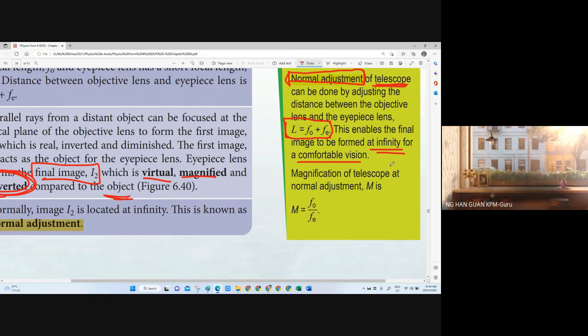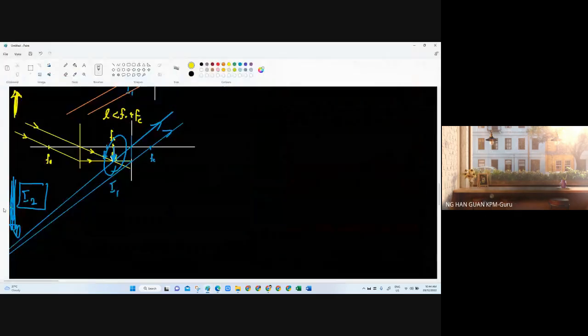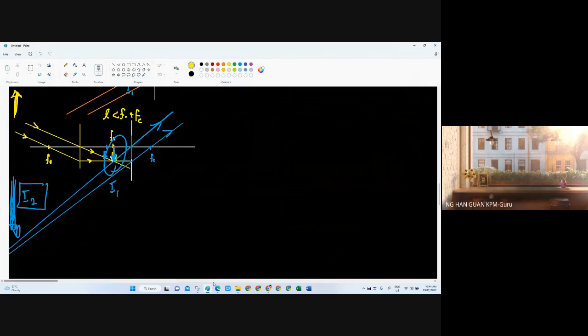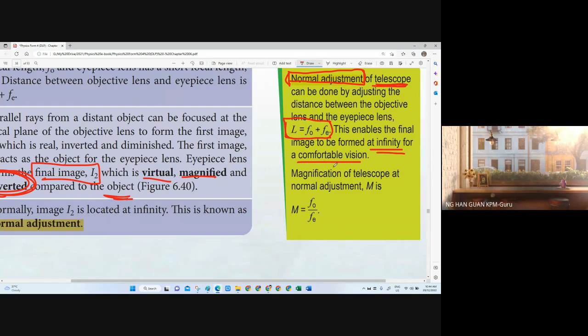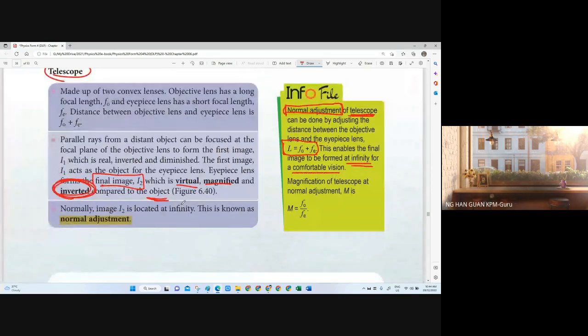But if the final image is formed virtually at a fixed position, our eyes have to be focused. Somehow our retina has to adjust so that we can focus on the final image formed at that position. Because most of the time it will be far away, as you see from the diagram here, that's why usually we go through normal adjustment, so that we can have comfortable vision. Okay, so this is about the telescope.